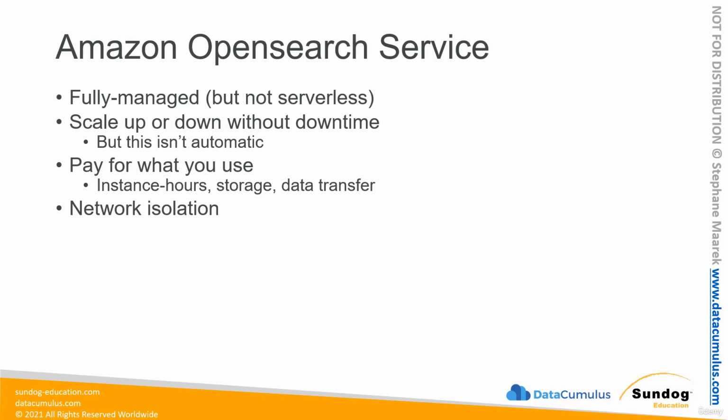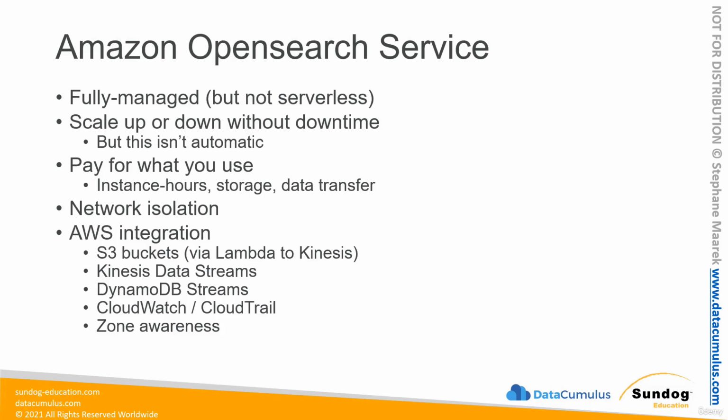It also offers zone awareness, so you can actually allocate nodes in your OpenSearch Service cluster across different availability zones in the same region. By doing that, you can increase the high availability of these services, but it can cause increased latency. Of course, other integration points of OpenSearch Service include S3 buckets via Lambda to Kinesis. You can use a Lambda function as an intermediary between Kinesis and OpenSearch to pipe data in from S3. It does integrate with Kinesis Data Streams as well in the same manner. And you can also integrate OpenSearch with DynamoDB Streams to receive data from that, and it also integrates with CloudWatch and CloudTrail for auditing purposes and operational monitoring.